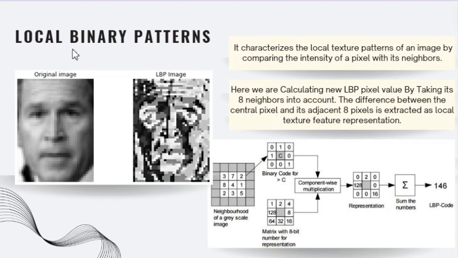The next extraction technique we have used is local binary patterns. In this technique, we replace each pixel by some weighted combination of its neighboring pixels. Here we have taken the 8 nearest neighbors of that pixel into account to compute its value. So this is our original image and this is our image after LBP extraction of features. This is the diagram of how LBP works. In this the size of the image doesn't change.